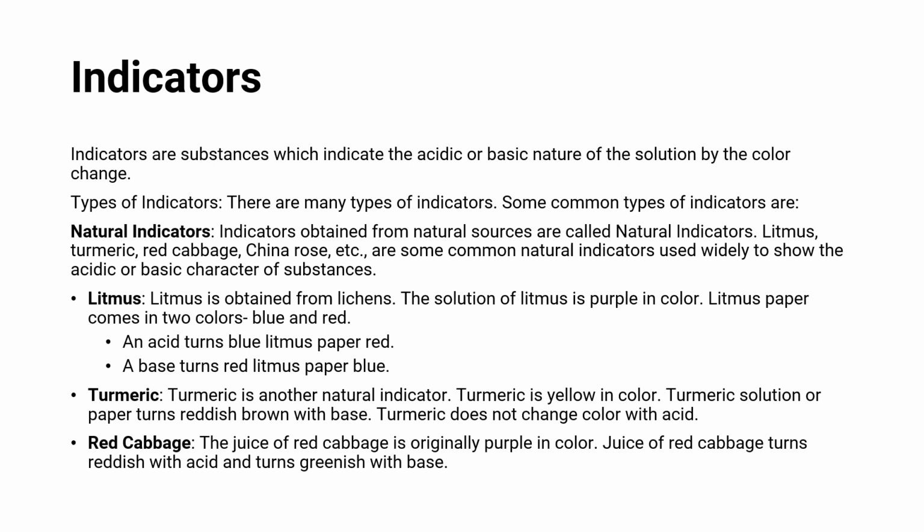Turmeric. Turmeric is another natural indicator. Turmeric is yellow in color. Turmeric solution or paper turns reddish brown with base. Turmeric does not change color with acid. Red cabbage. The juice of red cabbage is originally purple in color. Juice of red cabbage turns reddish with acid and turns greenish with base.